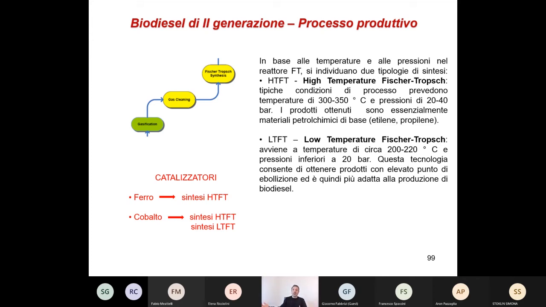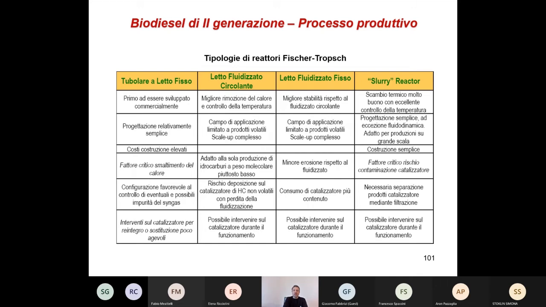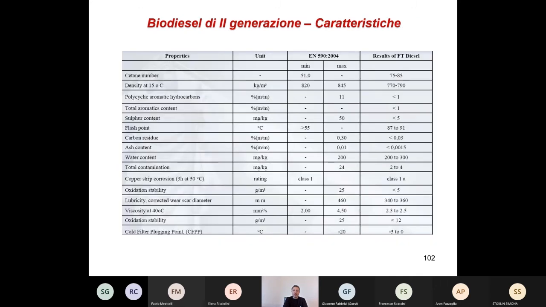So there are a lot of reactors useful for Fischer-Tropsch reaction, and yes, these are the results of this kind of Fischer-Tropsch diesel, biodiesel, and I don't see the energy content here, but for example, you can see this important element, viscosity.